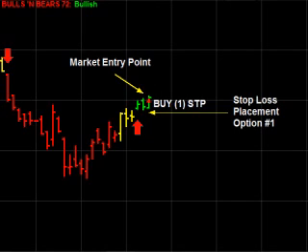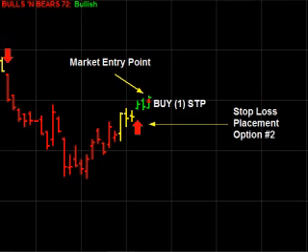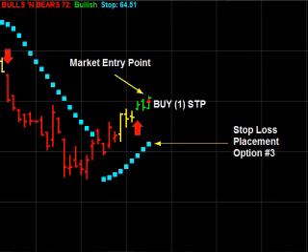First, we could choose to place our stop order directly behind the entry price bar. Second, we could choose to place our stop order directly behind the last yellow price bar. Or third, we could place the stop loss order on the Bulls and Bears Blue Light auto trailing stop system. These are the three most common places for placing our initial stop loss orders.